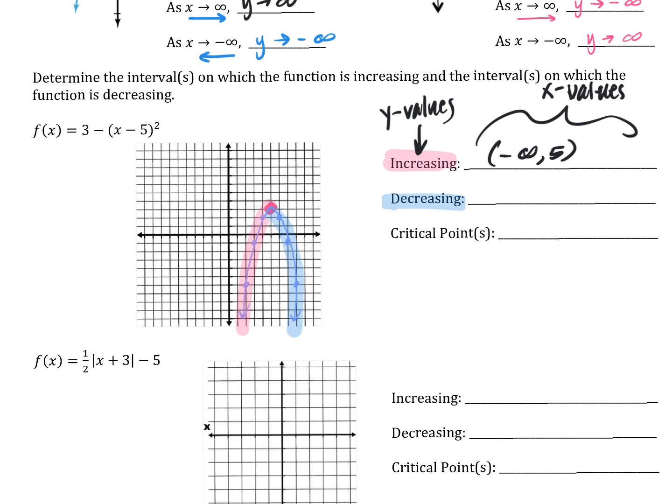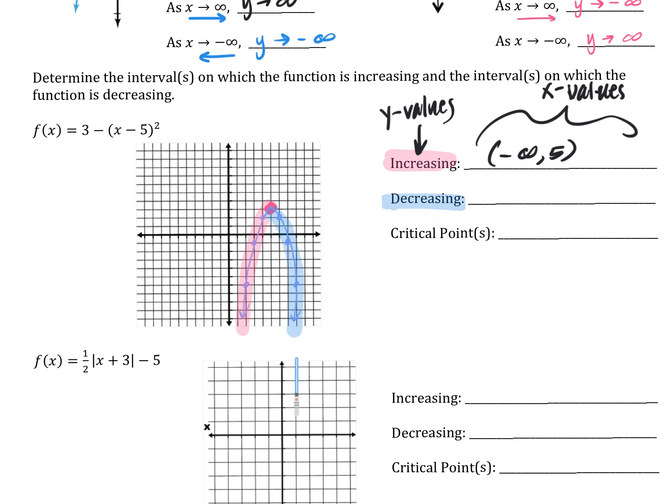Okay. Will I ever put a bracket on an infinity? Never. I'm not going to put a bracket on 5 either, even though 5 is closed. But you agree at 5 is not necessarily increasing or decreasing. It's the highest point. Then what does my function start doing? Decreasing from what x to what x? Close. 5 to what x?